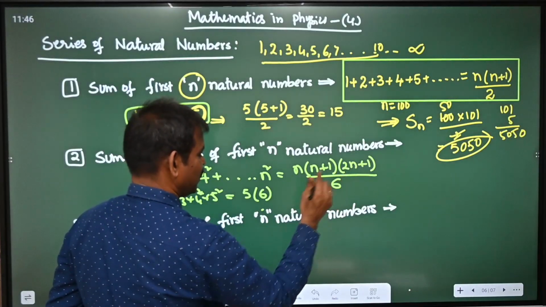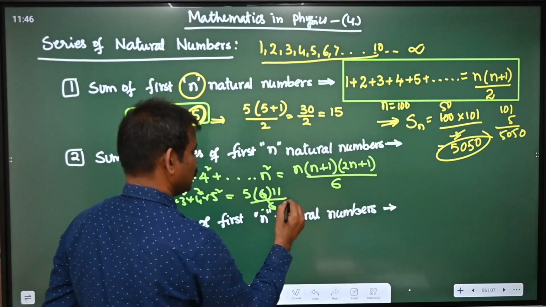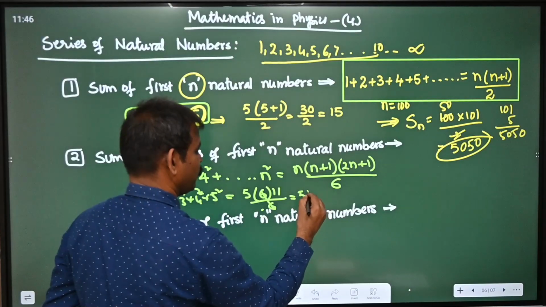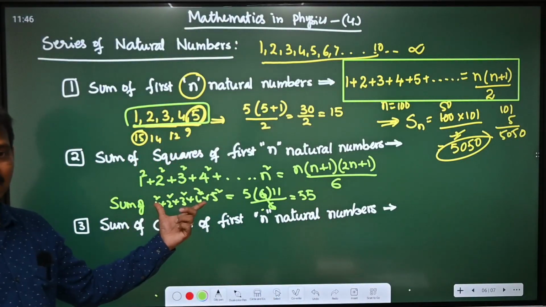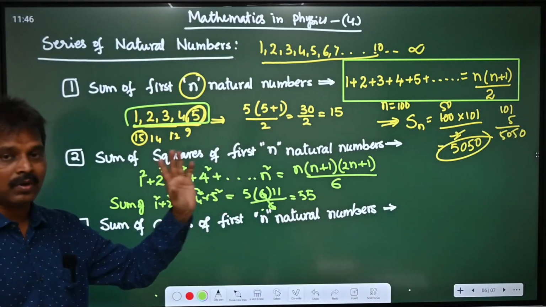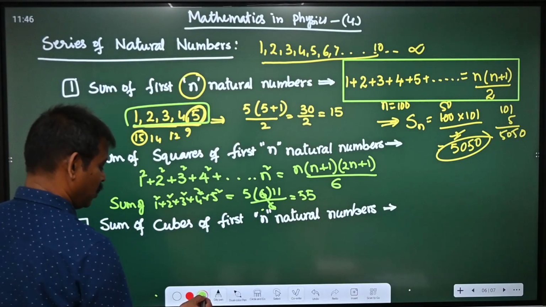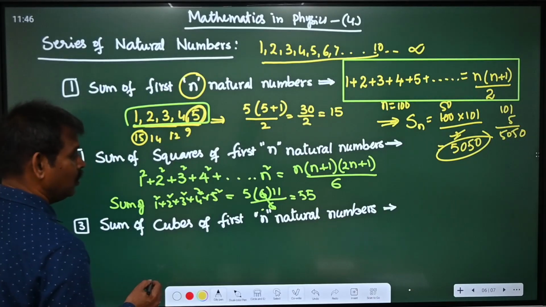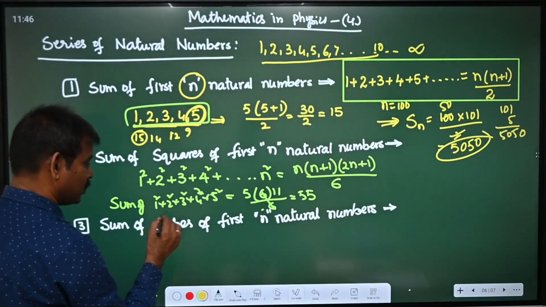5 2s are 10, plus 1, 11 by 6. 11 5s are 55. So without finding 5 square, 4 square, 3 square, 2 square, 1 square directly, we can find out this value. Suppose you don't know this formula, then also you can check it.